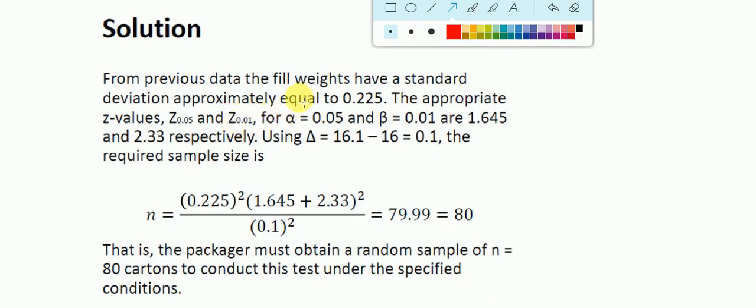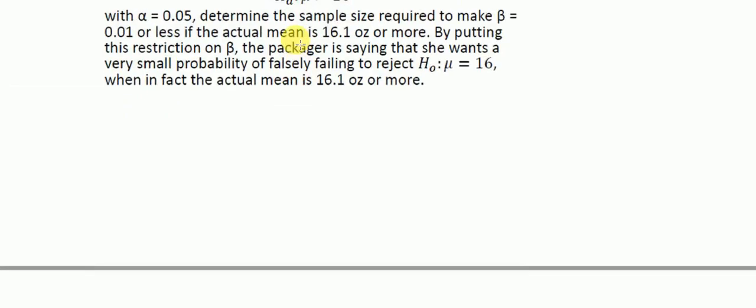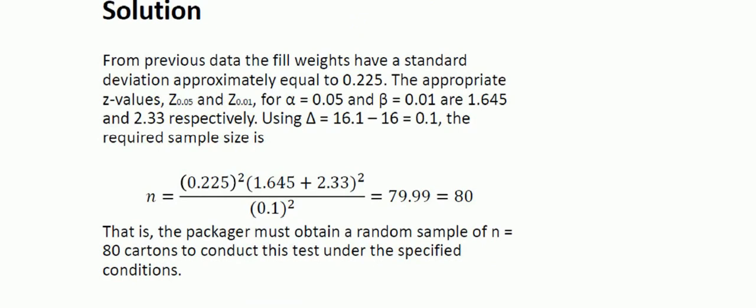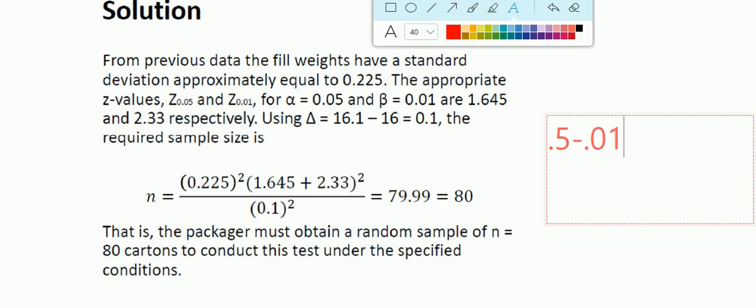Likewise, we'll have to calculate the value for z beta. So let's see how we can do that. The process is similar. So let's see what's the value for beta, 0.01. First of all, always remember that we'll have to subtract this value from 0.5. So we'll subtract 0.01 from 0.5, and what do we have? 0.49.